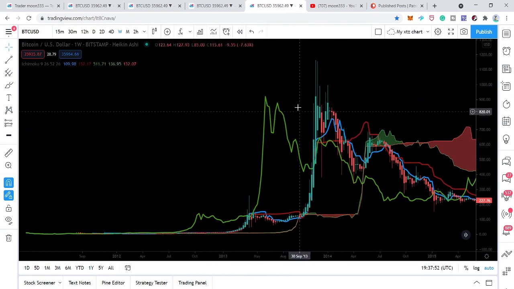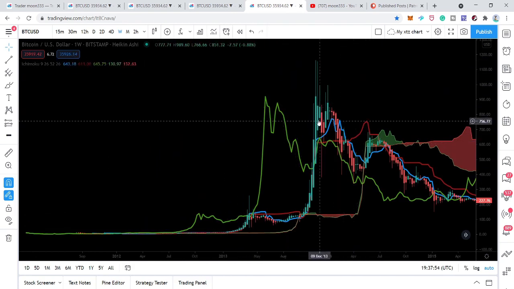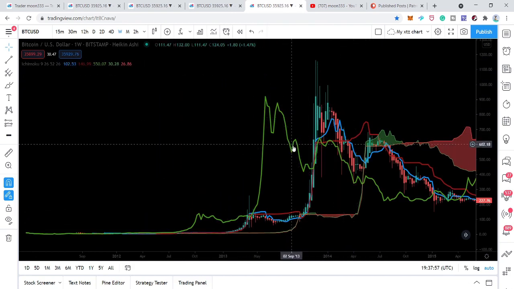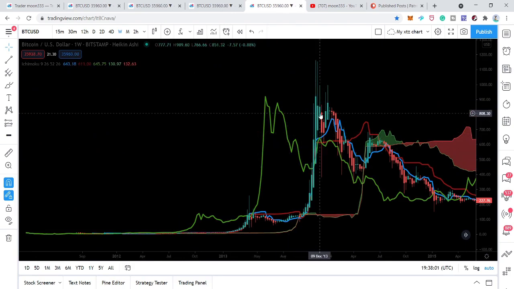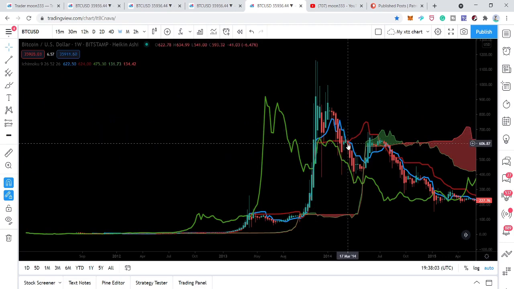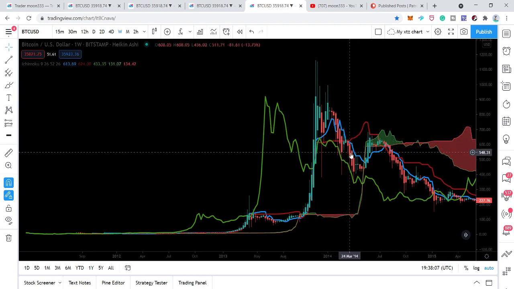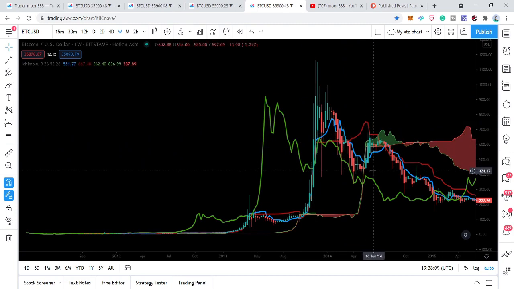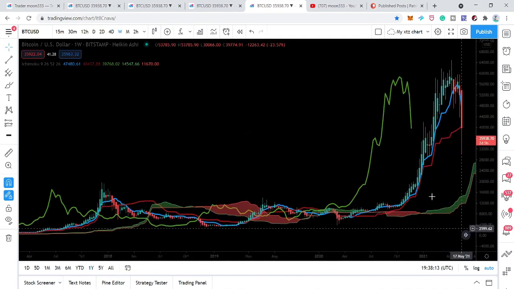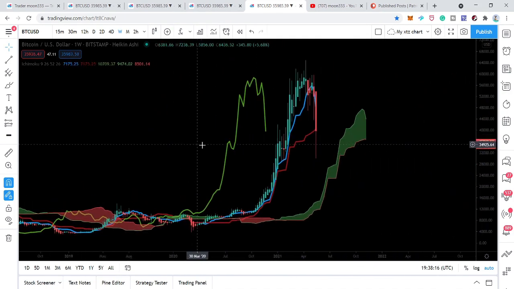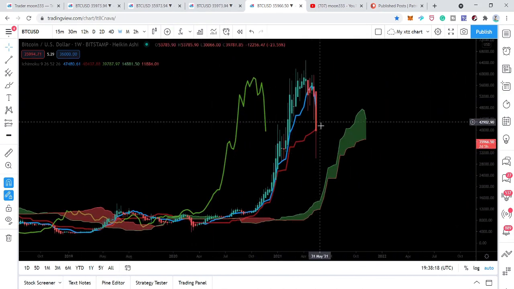And if we take a look at the bull run of 2013, then we can see that here the lagging span crossed down the candlesticks. Then we also had the death cross between the conversion line and the baseline. This blue line crossed down this red line, and finally the candlesticks crossed down this cloud, and the bull run ended again.